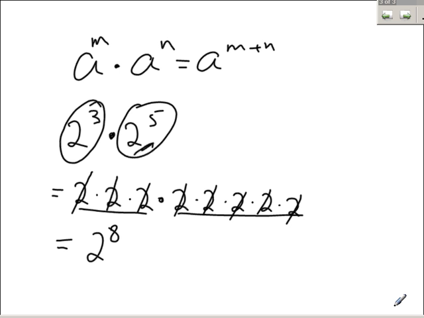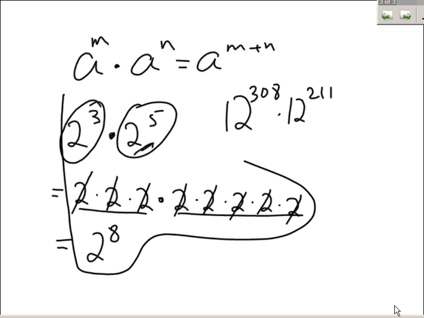Anytime you forget that, if somebody asks you what is 12 to the 308 times 12 to the 211, I don't expect you to write down 12 308 times, and then write down 12 211 more times. Look at an example like this and realize, oh, I just add the exponents, and then when you come here, you keep the same base, and you say, I'm really multiplying 12 by itself 519 times.